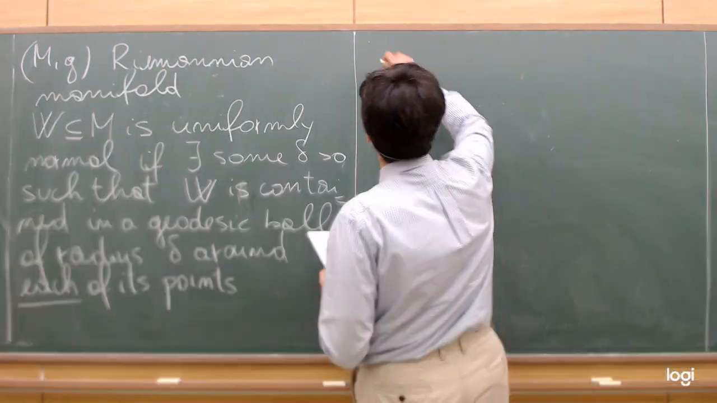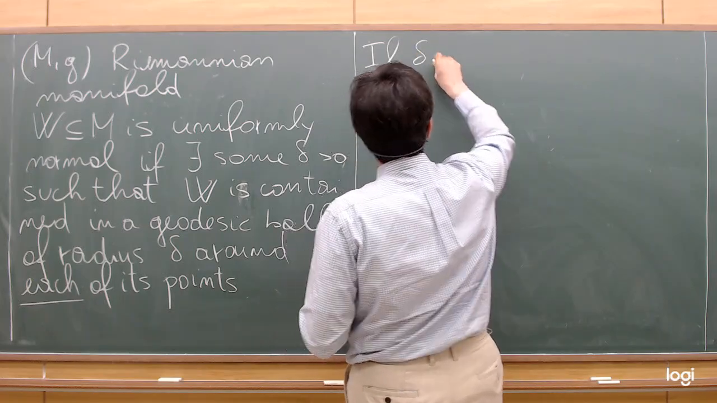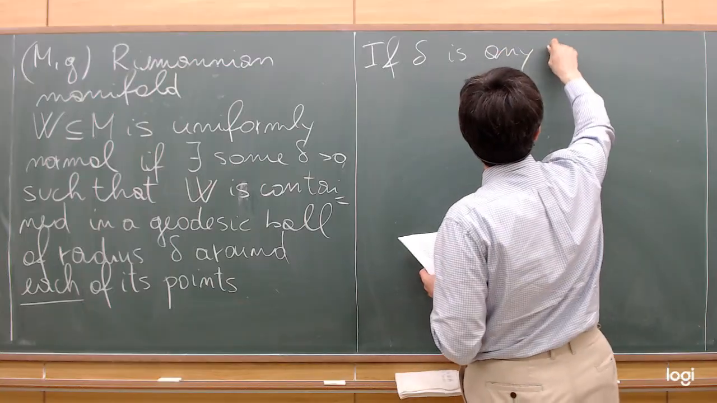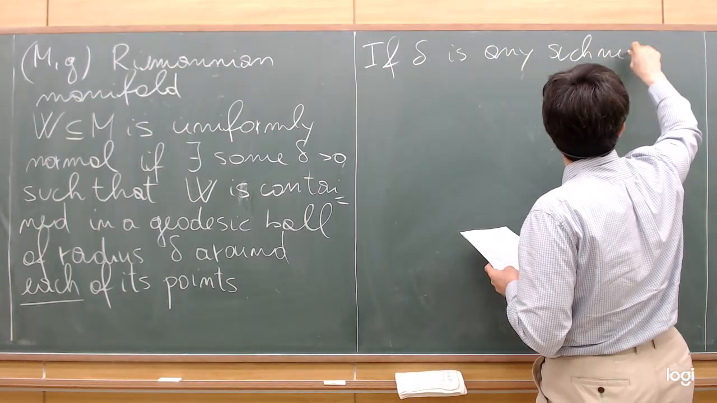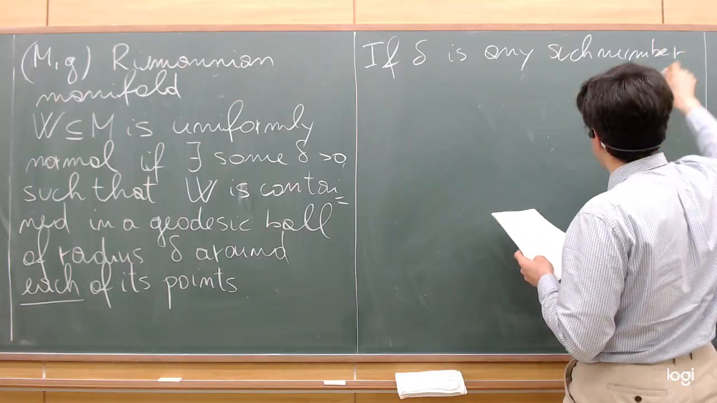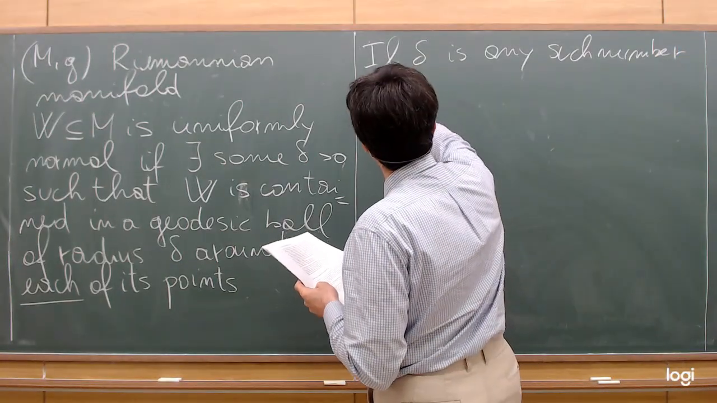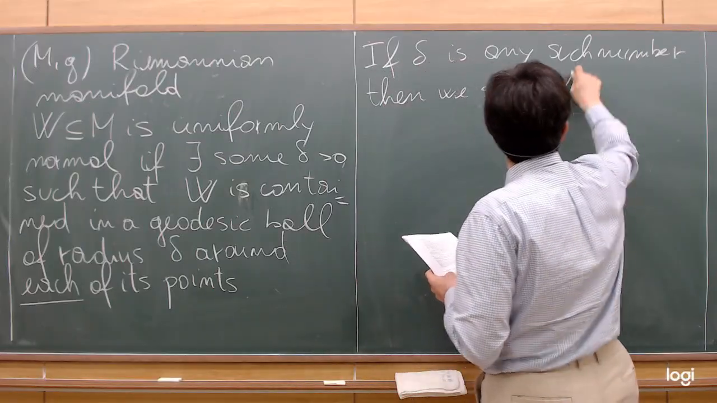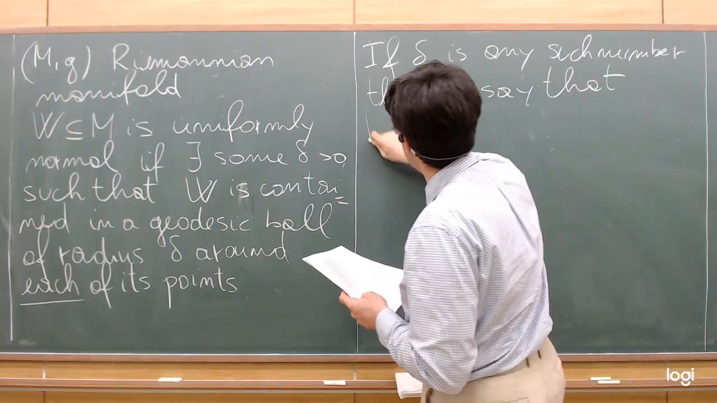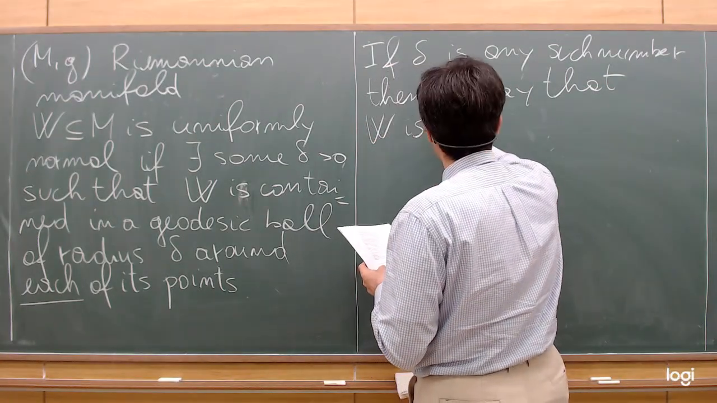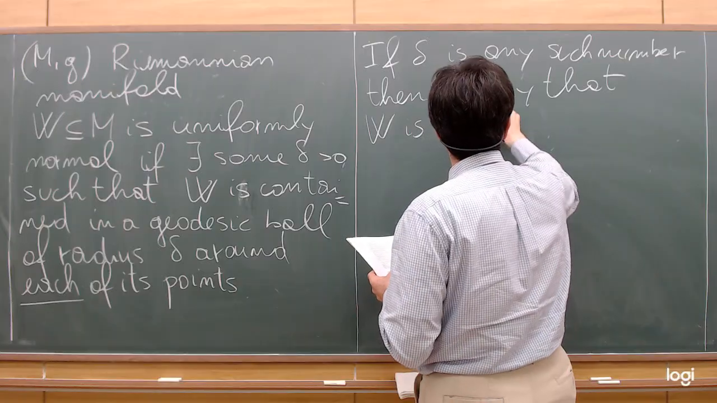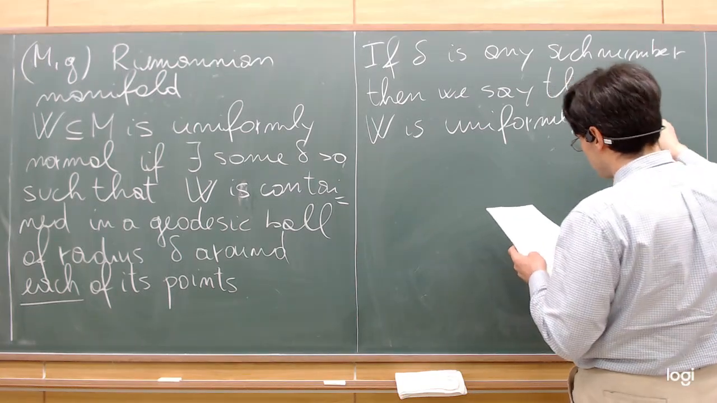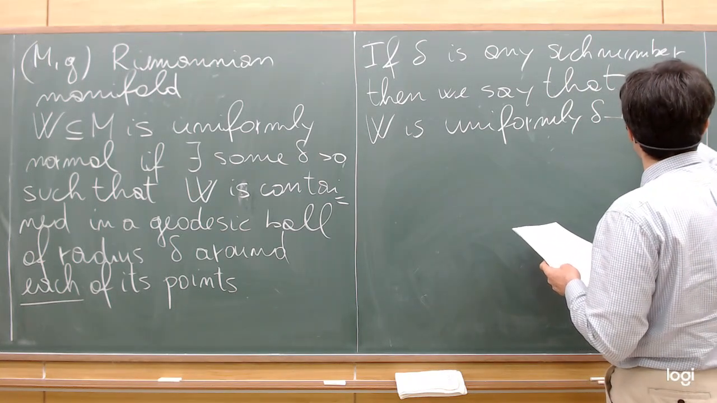If delta is any such number, then we say that W is uniformly delta normal.